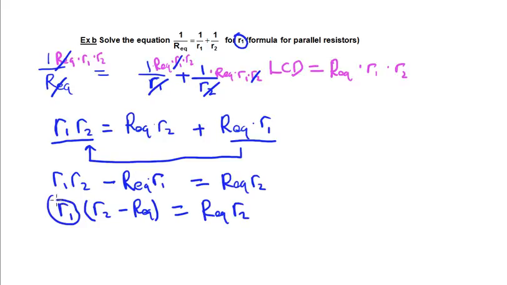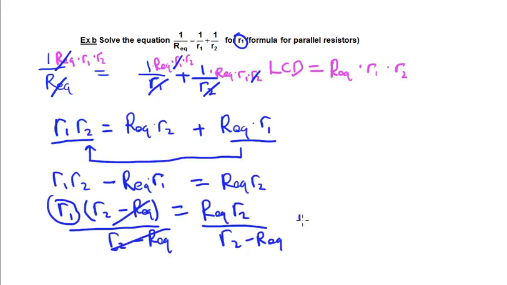And finally, to get this R1 isolated, we are going to divide by that factor there, the binomial factor R2 minus R equivalent, and we'll divide by the same on the right, R2 minus R equivalent. And these factors should be gone, but to tidy that up, I can just rewrite the equation again as R1 is equal to R equivalent R2, whole thing divided by R2 minus R equivalent.